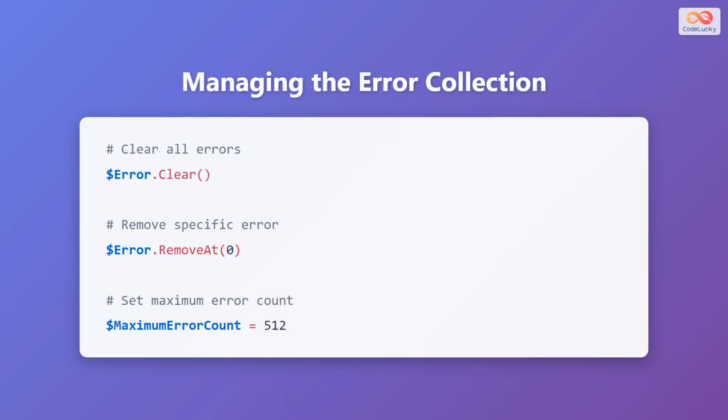You can manage the error collection in several ways. To clear all errors from the collection, use $error.clear() with parentheses. To remove a specific error, such as the most recent one, use $error.removeAt(0). You can also change the maximum number of errors PowerShell stores by setting the $MaximumErrorCount variable to a different value, such as 512.